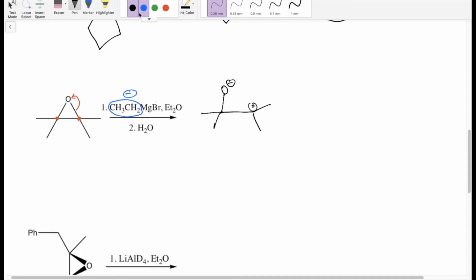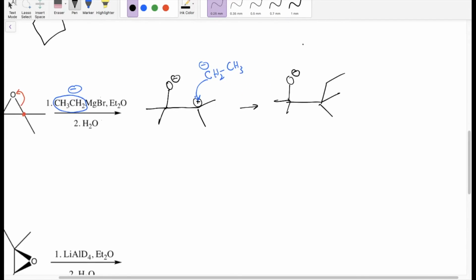Well, what's going to attack it? Obviously, this Grignard reagent, CH2CH3 with a minus charge. It's going to come in and attack that carbocation, right? And we're going to end up with oxygen negative, boom, boom. And then we have this product formed. Okay? Then our next step, like usual, is going to be to protonate that oxygen.